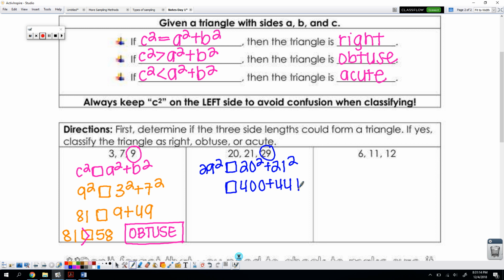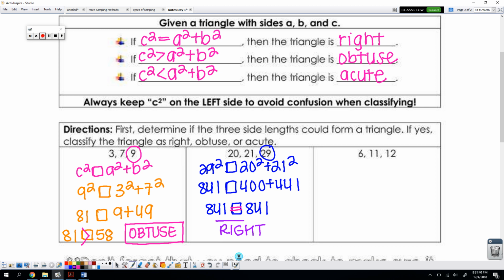And actually, 29 squared is 841. So 841. Now we'll add those two, and it's actually equal to 841. So these are equal to each other. When they're equal, this is a right triangle.